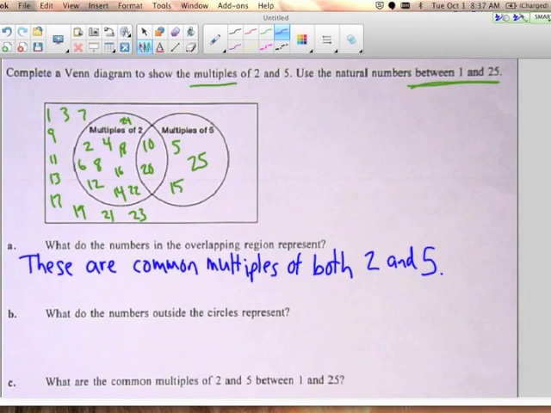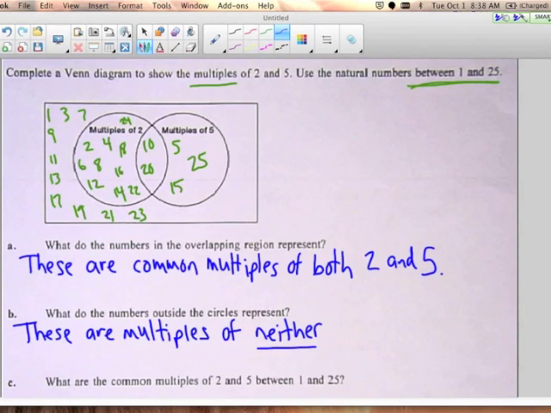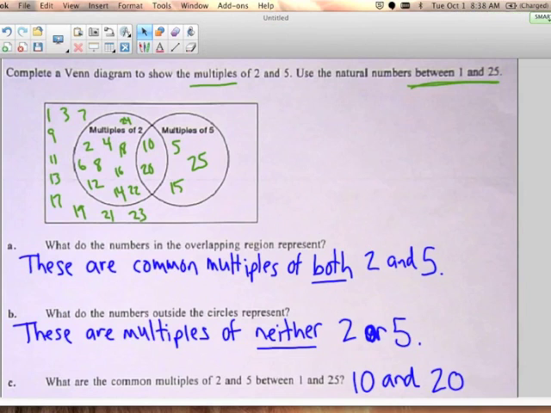Sometimes some of you got confused between multiples and factors. Multiples is counting by the number. Factors are the numbers that multiply together to get that number. The ones in the middle are common multiples. The numbers on the outside are not multiples of either 2 or 5. The common multiples are going to be 10 and 20. And you needed to have both of those.